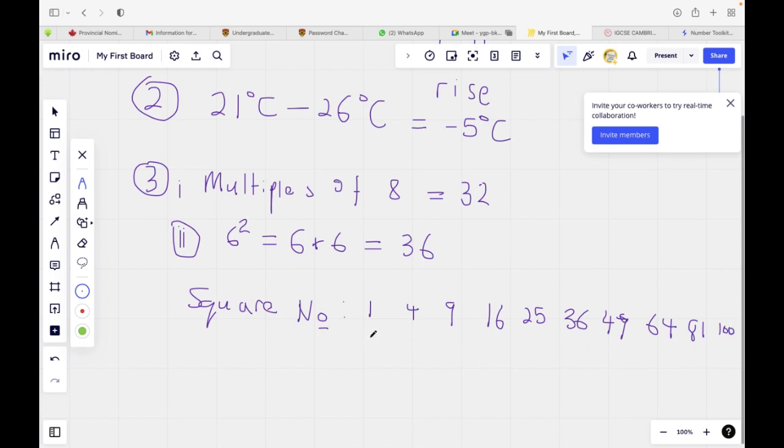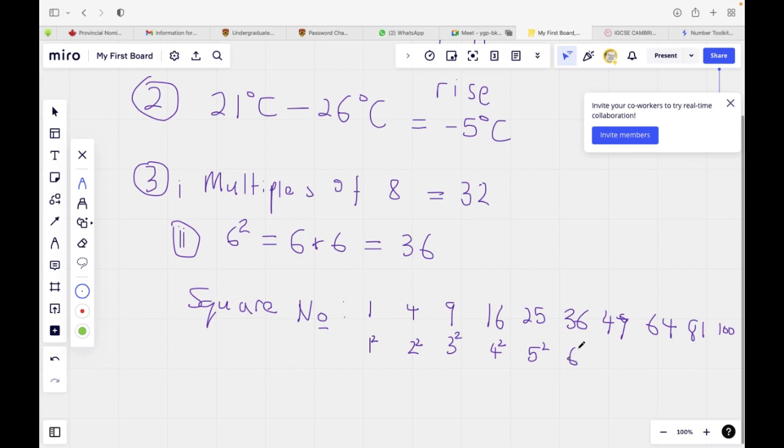Why? Because we say 1 squared equals 1. 2 squared equals 4. That's why we call them square numbers. 3 squared equals 9. 4 squared equals 16. 5 squared equals 25, and so on and so forth. So you square each of these numbers. 6 squared gives you 36.